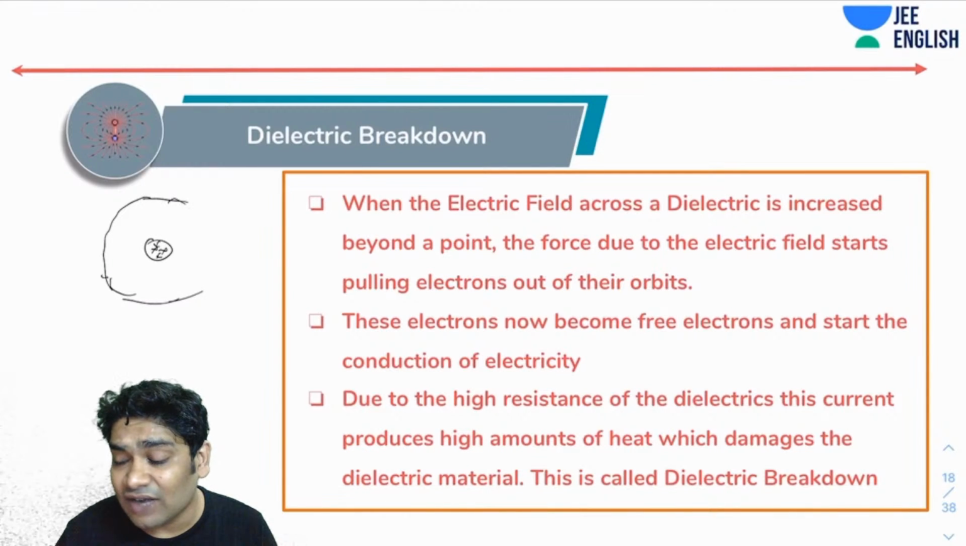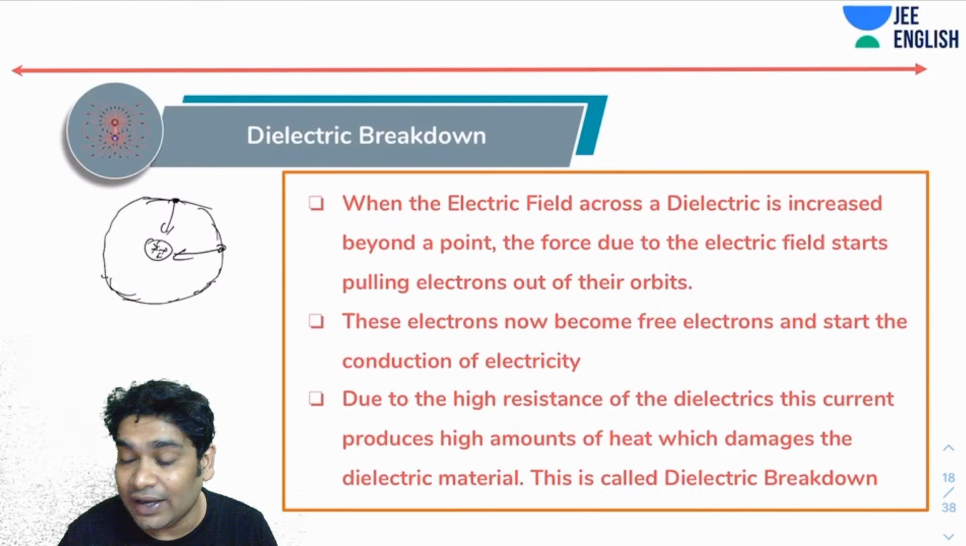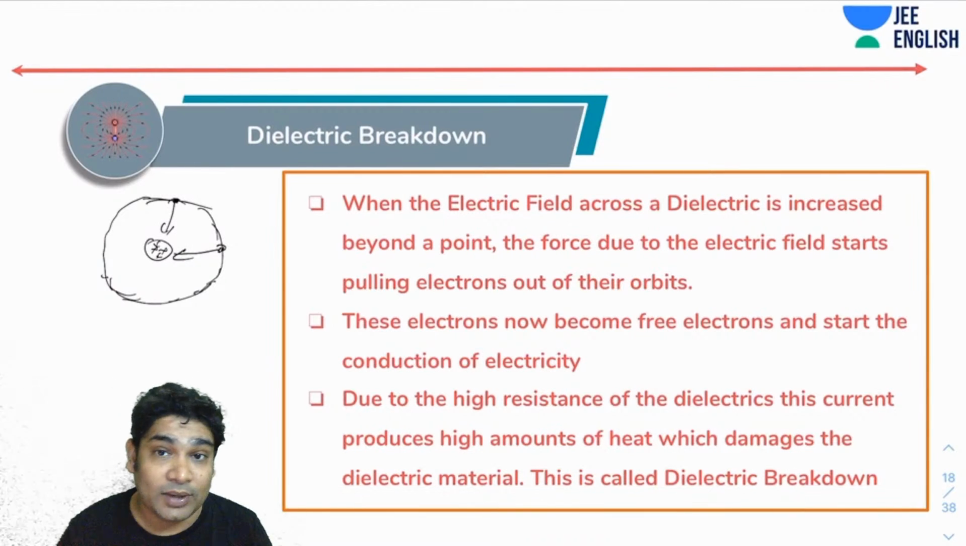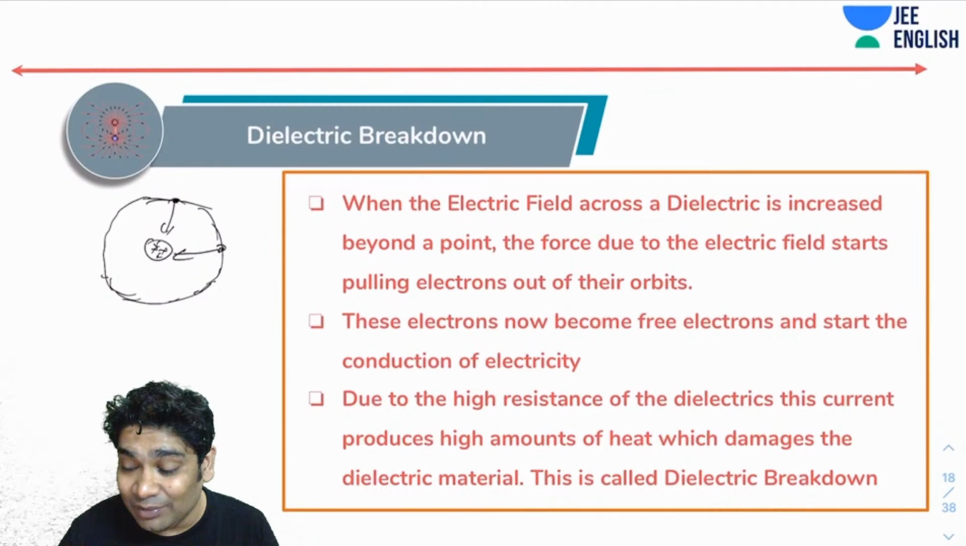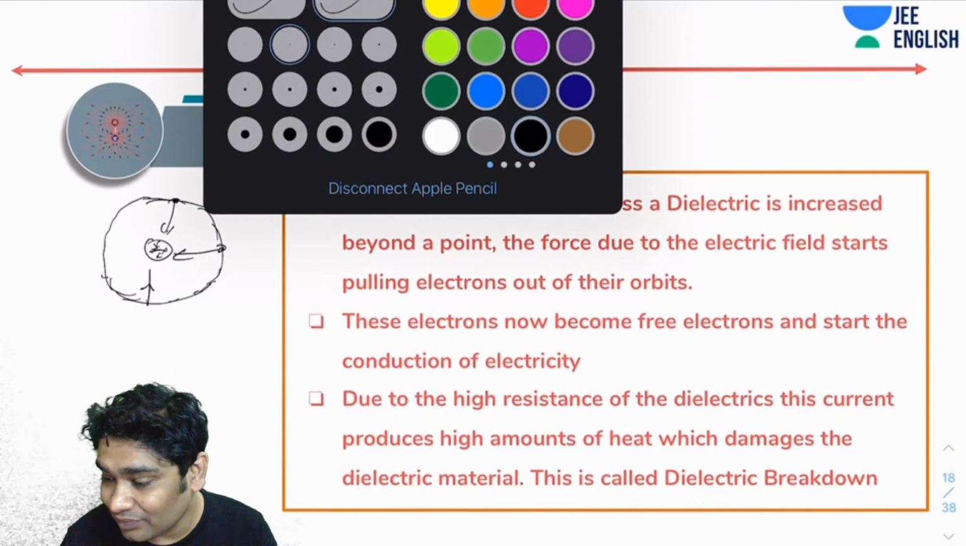So we discussed, in case of conductors, the outermost electrons are loosely bound, but in case of insulators or dielectrics, they are not loosely bound. They are very tightly held by the nuclei. They cannot leave their orbits. However, the force that is holding them to their orbits is the attractive force of the positively charged nucleus. So your nucleus has a positive charge.